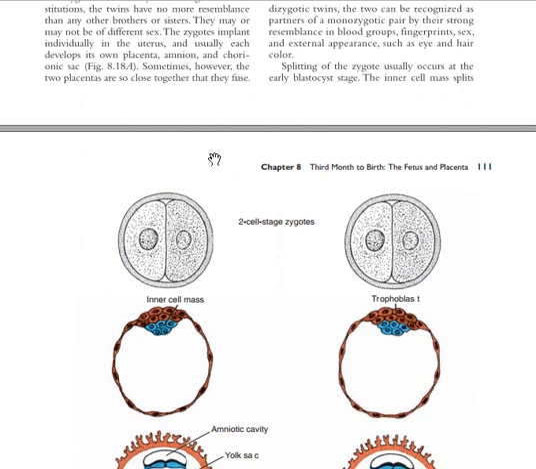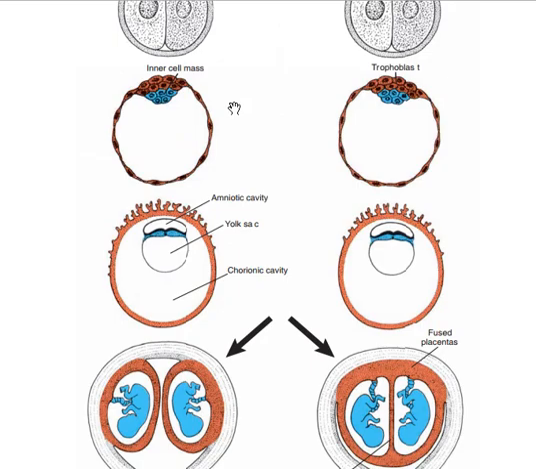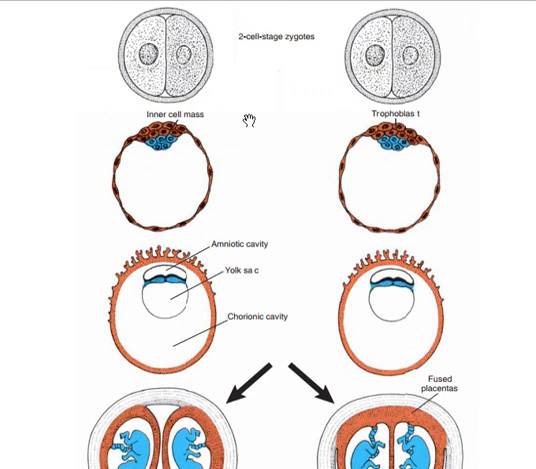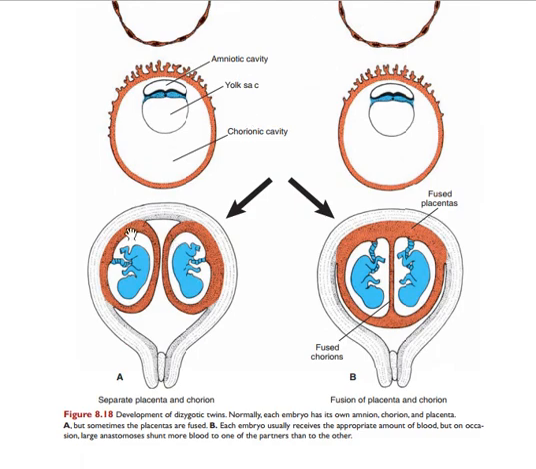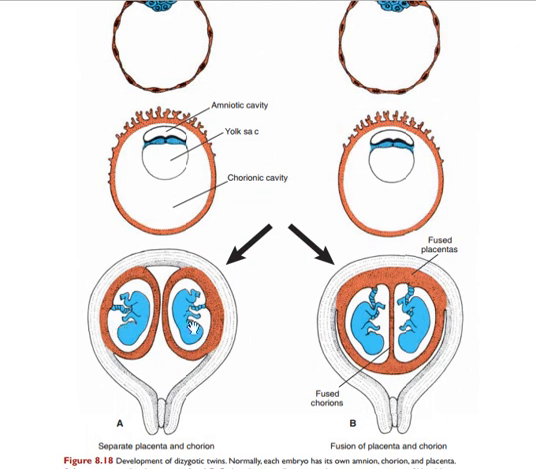Is it clear? Now multiple gestation can be, so when you have twin pregnancy, it can be divided into 4. Is it clear? The first twin pregnancy is dichorionic diamniotic. The second twin pregnancy is monochorionic diamniotic. The third twin pregnancy is monochorionic monoamniotic, and the fourth twin pregnancy is Siamese twin or conjoined twins. Is it clear? Now this one here is trying to show you a dichorionic diamniotic twin.